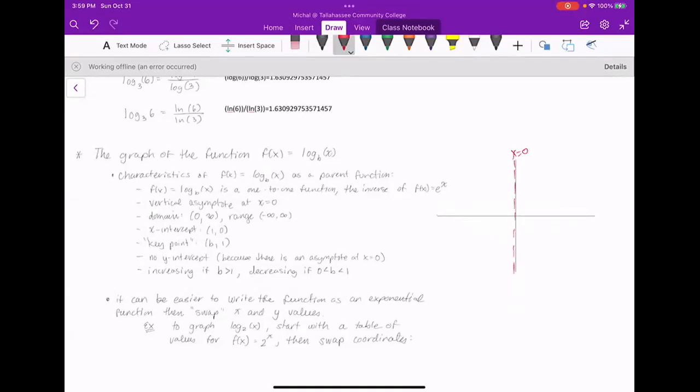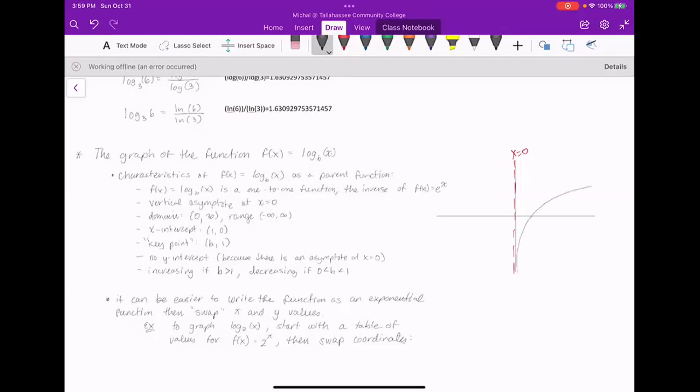Also, keep in mind that this is the inverse of my exponential. This is the inverse of an exponential function. And that means that when my exponential function is growing, like, you know what? I'm not going to worry about it right now. I know that that's confusing, but I just want to make sure that I'm doing the exact right thing here. All right.